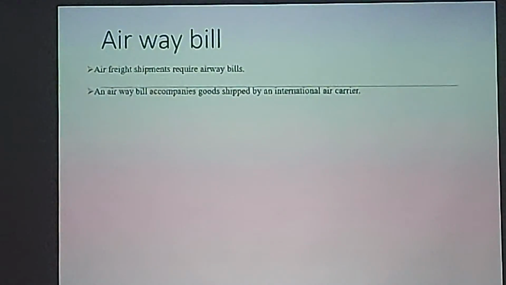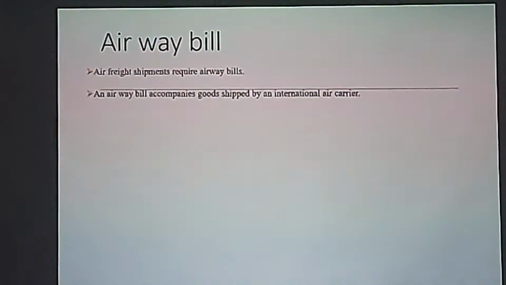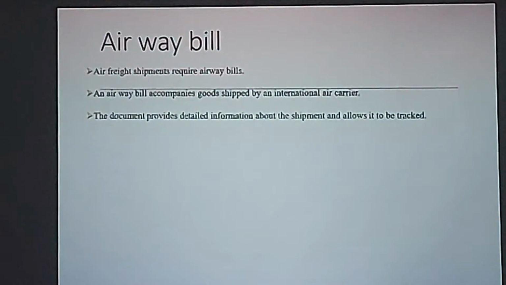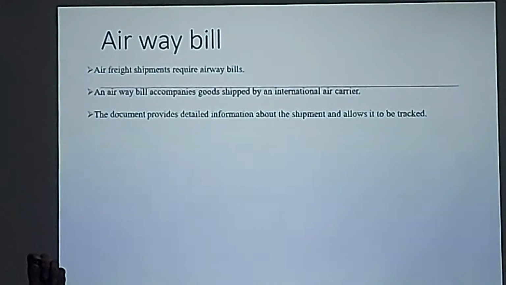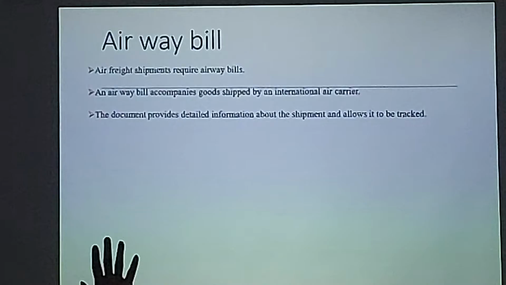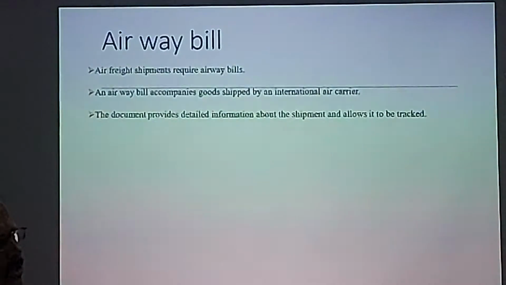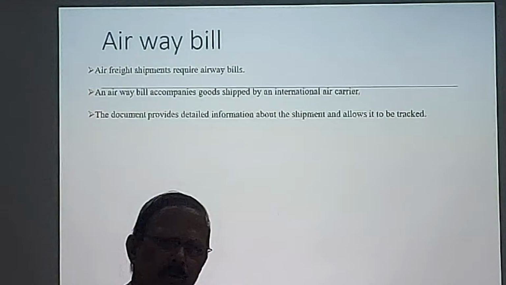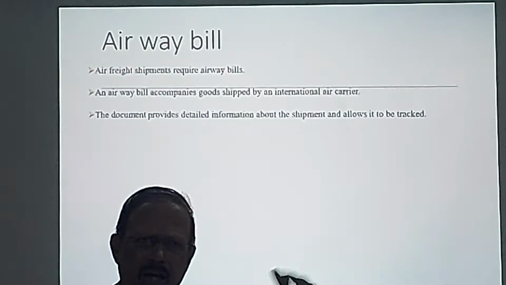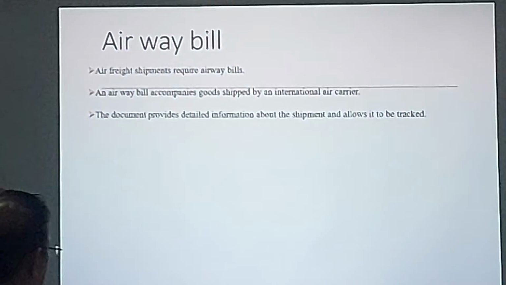Okay, so let's look at the airway bill. When we send the goods by air, they issue an airway bill. That is again a document of contract between the airline and the shipper. Now mind you, by looking at the airway bill, you can track the shipment. If the cargo is carried by British Airways, you go to their website, put in your airway bill number, and you can track the shipment, whether it has landed or not, or what the situation is.